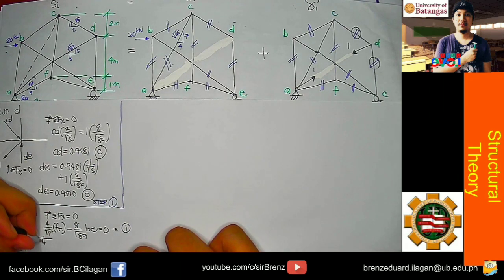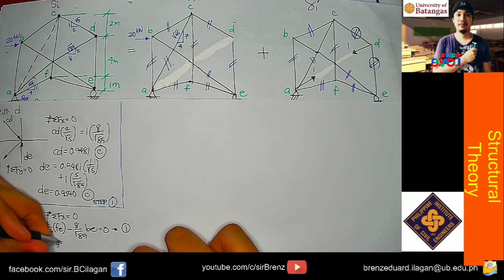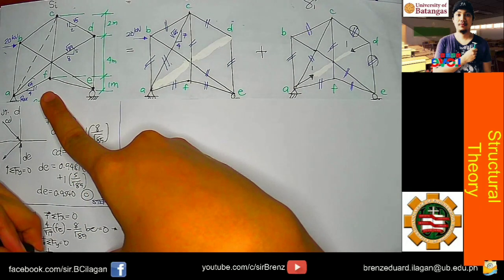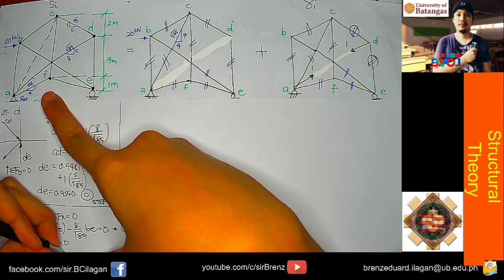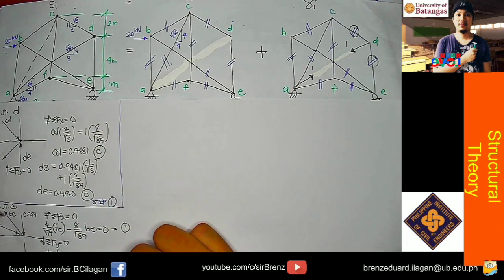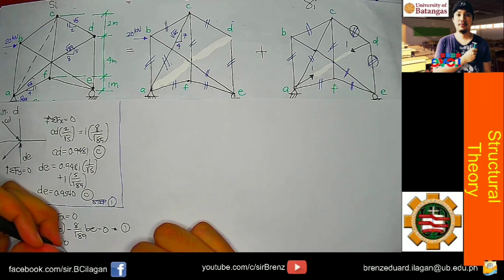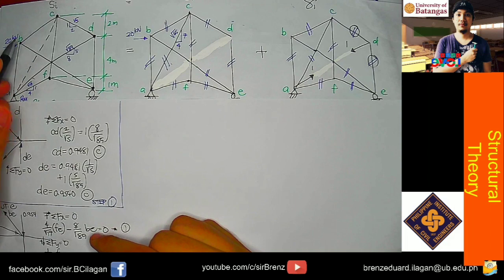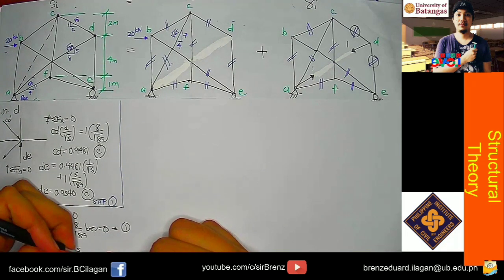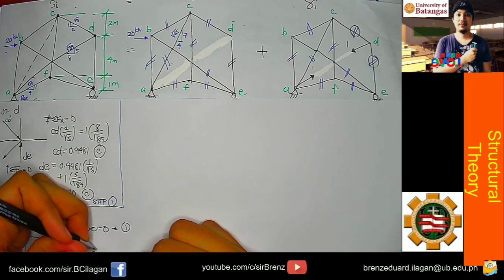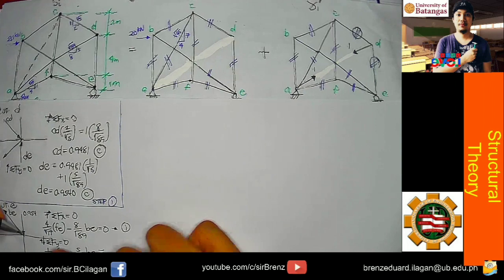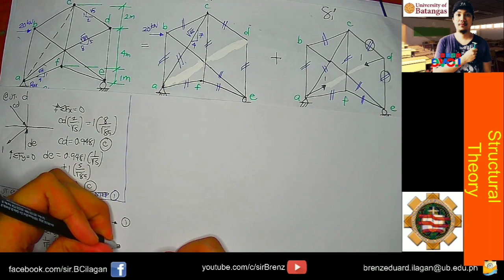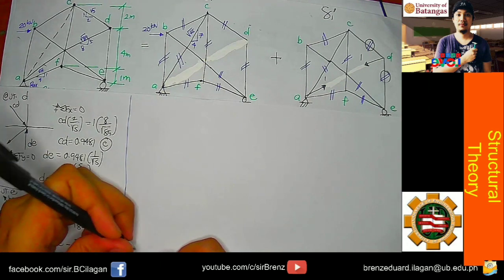forces Y. So assuming downward direction as positive, take summation of forces Y equals to 0. So we have FE, so 1 over square root ng 17 times FE. So pataas, so magiging minus if you're going to take it in this side. So BE, so 5 over square root ng 89 times BE. Then equals 0.954. So positive dito, nilipat mo nga sa kabila, so magiging negative 0.954. So this will be our equation number 2.